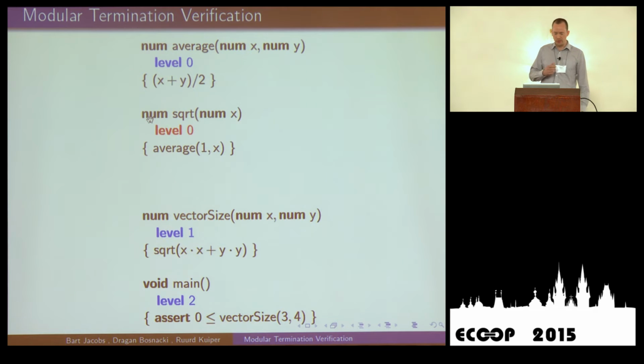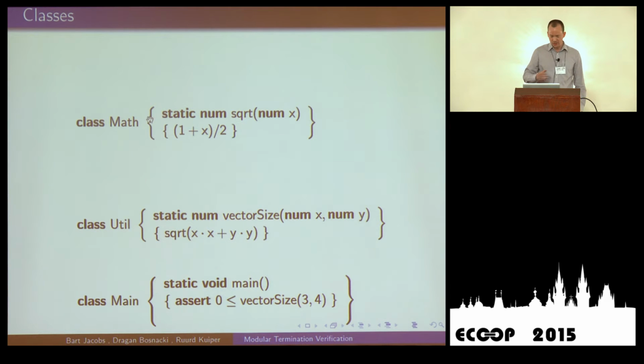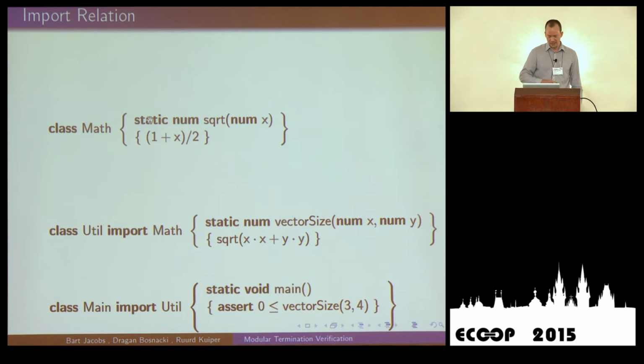So the way that we propose to fix this is to use method names as levels. So we will define a partial order on method names. And to do that, we will first be a little bit more explicit about the import relation on modules. And first, we're going to be more explicit about the modules themselves. So we're going to be introducing, inserting these methods into classes, and we're going to use classes as modules. And then we're going to define an import relation between the classes. We're going to say util imports math and main imports util.